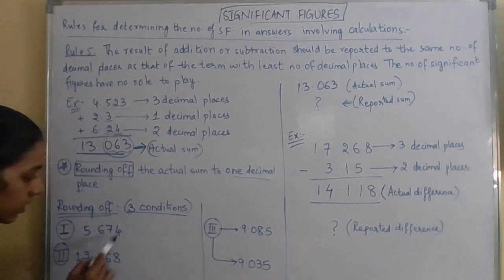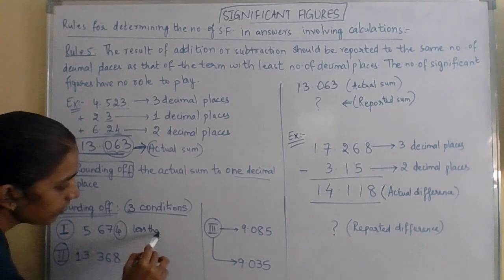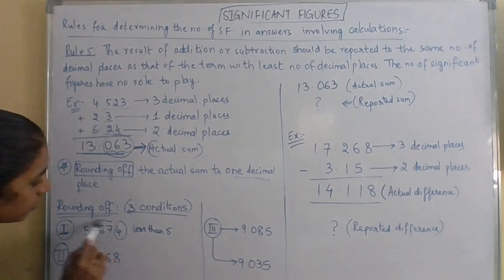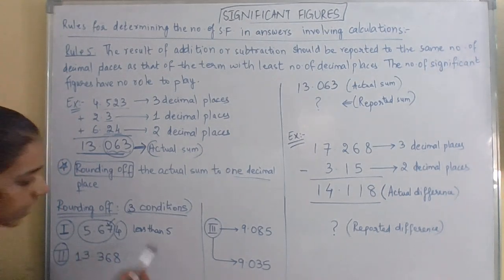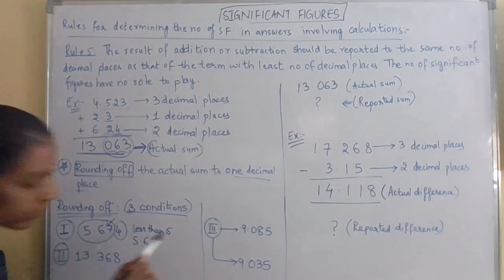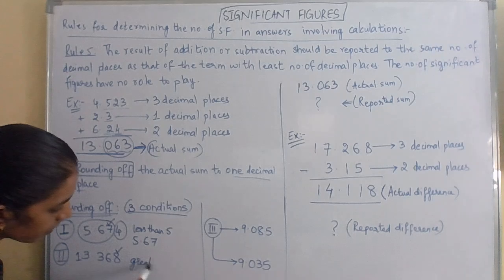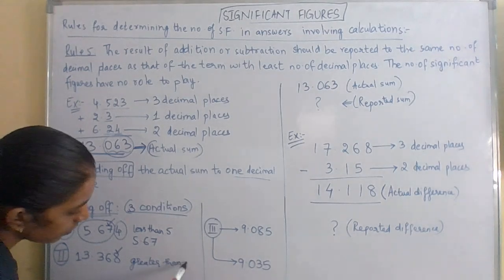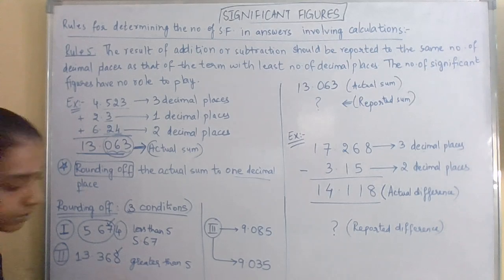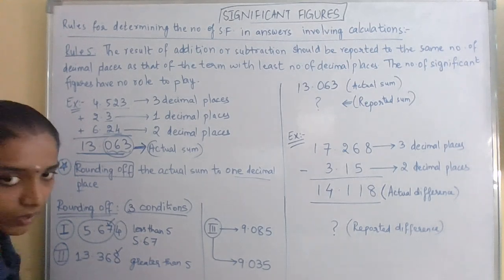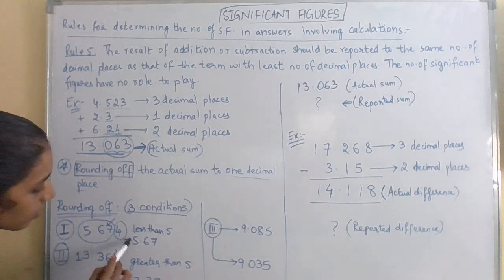The first condition: when the last digit is less than 5, then we take the before digit, which is 7 here, as it is, 5.67. If the last digit is greater than 5, 8 is greater than 5, right? Then the before digit should be increased by 1. 6 should be increased by 1, which gives 13.37. This is how we do rounding off.